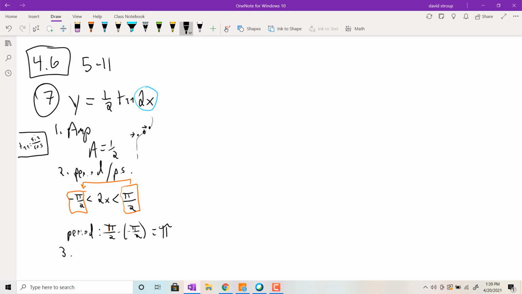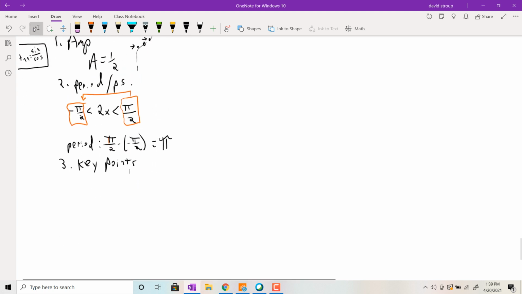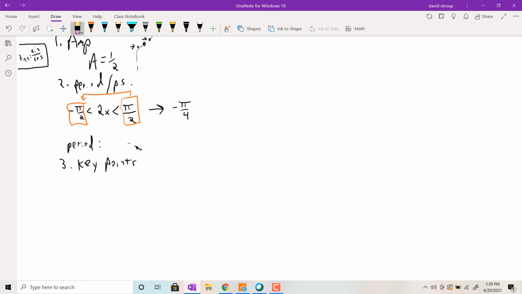Okay. So for our key points, we'll start at the, and I forgot to divide by 2, so this would be negative pi over 4. So that's going to screw this up as well. Sorry. Let me just put it below. So I forgot to isolate the x. So I have to divide everything by 1/2, or multiply everything by 1/2.